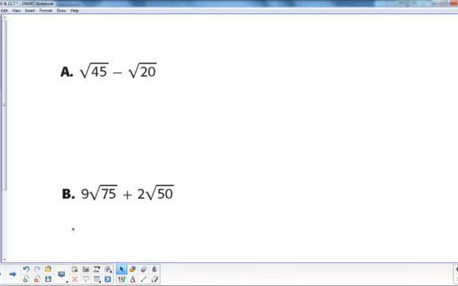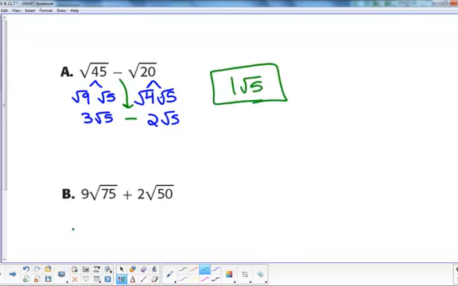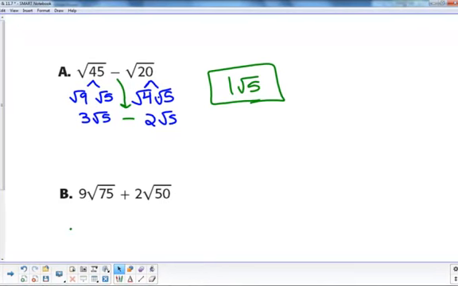All right, so now these do not look like, but they may be like terms. We have to put them in simplest form before we do anything. So 45 is 9 times 5. So this is really 3 root 5. And 20, I think of 4 times 5. So this is really 2 root 5. We have that minus in the middle, so let's bring the minus on down. So this is really 3 root 5 minus 2 root 5, and that's 1 root 5. So we can put those together because they do simplify in simplest form to have like radical signs.